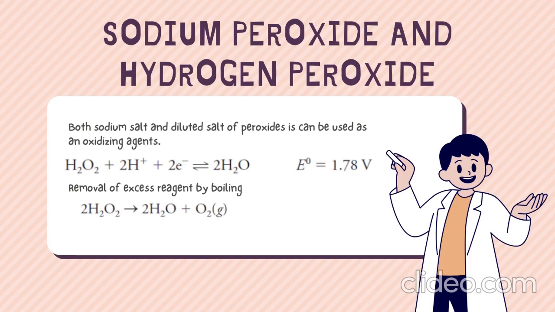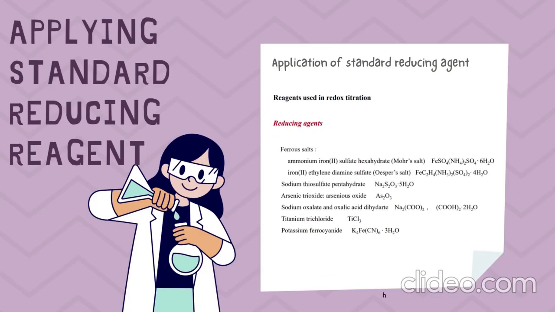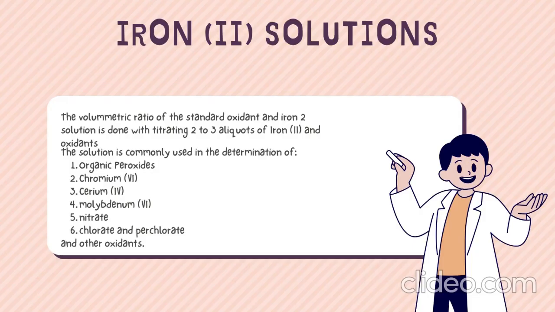So for the removal of excess reagents by boiling, next is the application of standard reagents. Reagents used in redox titration. For the reducing agents, these are the list of the chemical reagents that can be used.